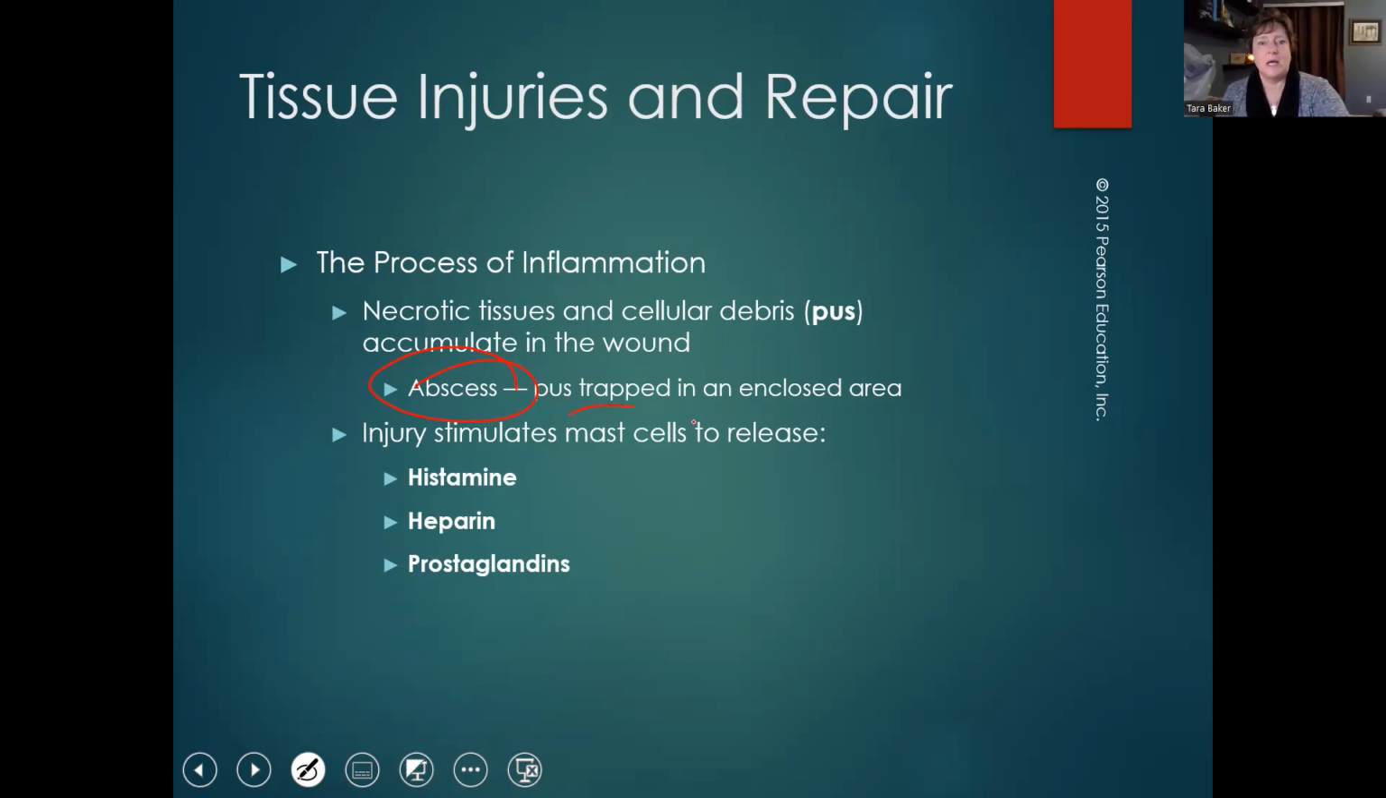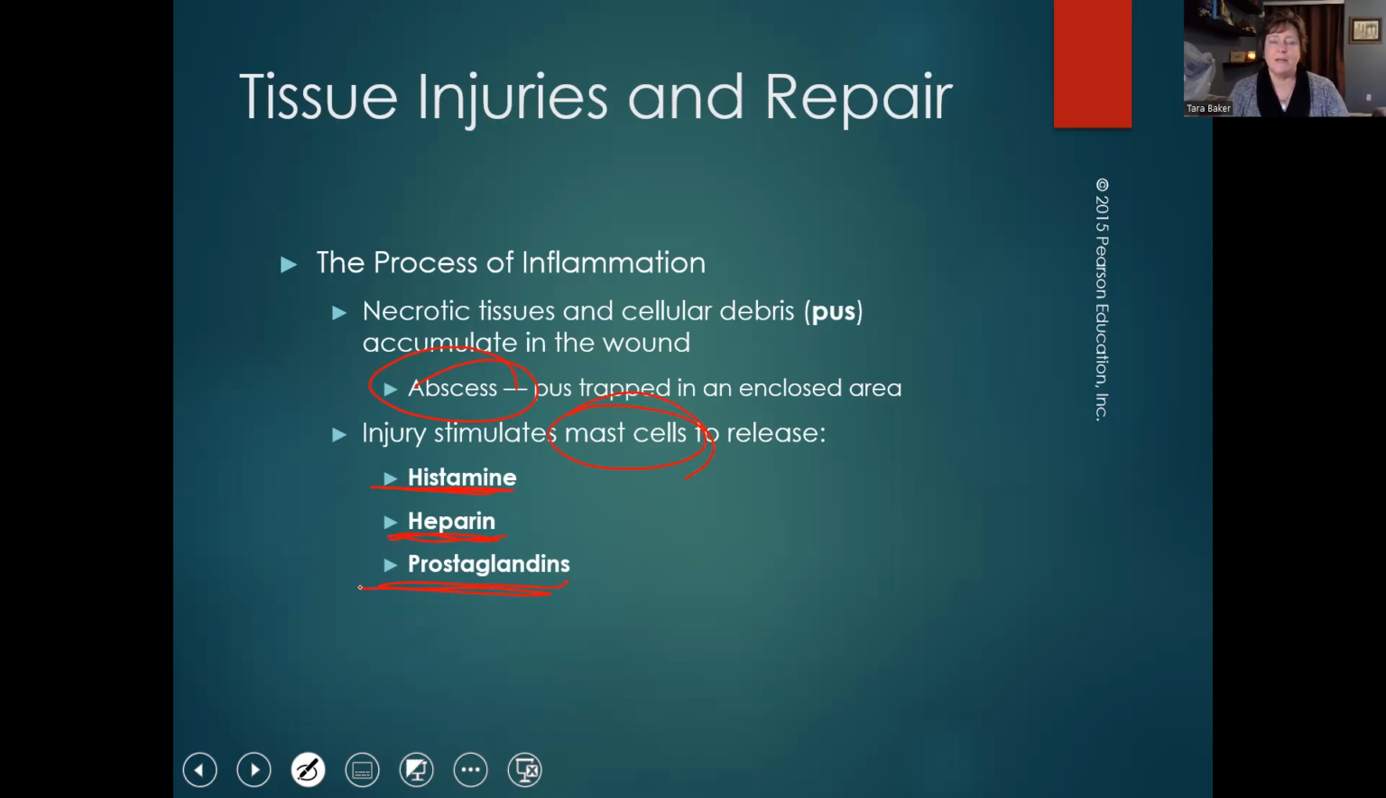So these injuries, these dead and dying cells, this necrotic tissue, is going to be a signal to mast cells. I don't know if you remember the mast cells. We talk about those in the connective tissue. They're an immune cell, and they respond by releasing histamine, another protein called heparin, and more prostaglandins. So you have more pain, and you have histamine and heparin.